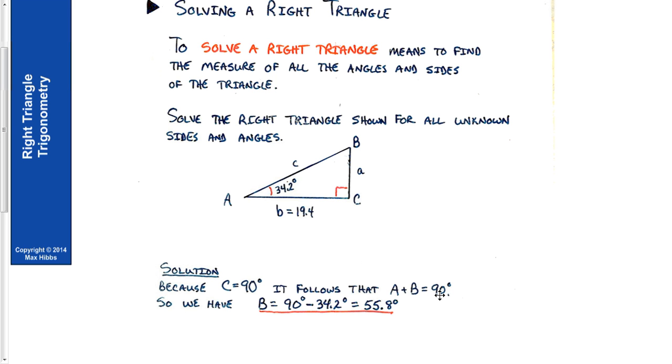Now, in this case, we already know what angle A is. So if we want to know B, we take 90 degrees and subtract A. And that's what I've shown here. Angle B is 90 degrees, subtract angle A, 34.2 degrees, and when we do that calculation, we get 55.8 degrees. So now we know angle B, we've got to work on side A and side C.